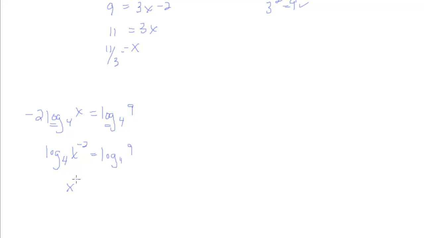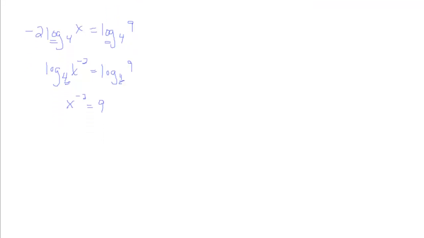Now I can say x to the negative 2 is equal to 9. Again, we have logs with the same base equaling one another, so I can set those arguments equal to one another. Okay, so now I have x to the negative 2 is equal to 9. A couple different ways we can go about solving this. It depends on what you recall from previous chapters. For one, what does this mean?